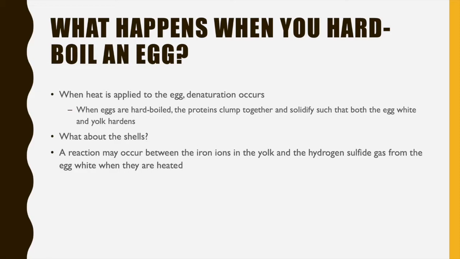To avoid getting this green yolk, cook your eggs just long enough to reach the desired doneness, but no more, and quickly plunge the cooked eggs into cold water to stop the cooking process and minimize the iron-sulfur reaction. However, if you do end up with a greenish yolk, don't worry, the eggs are still safe to eat.